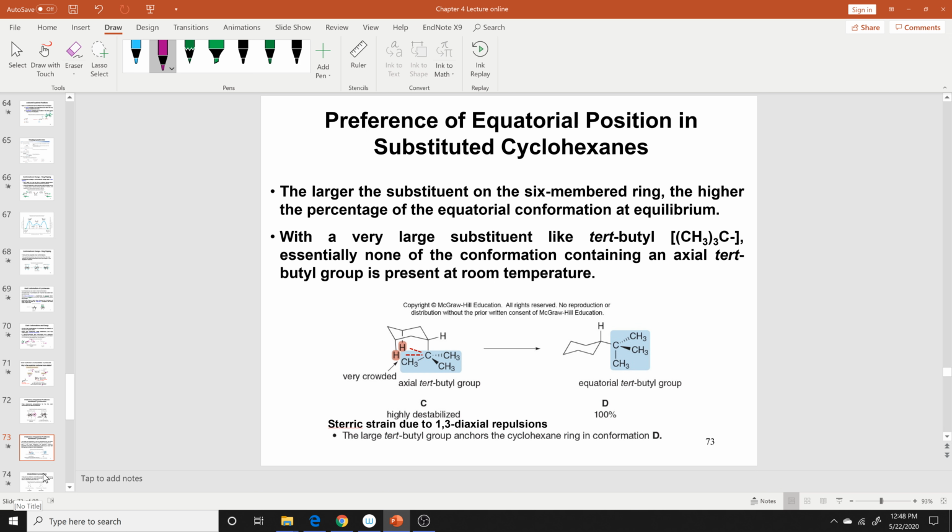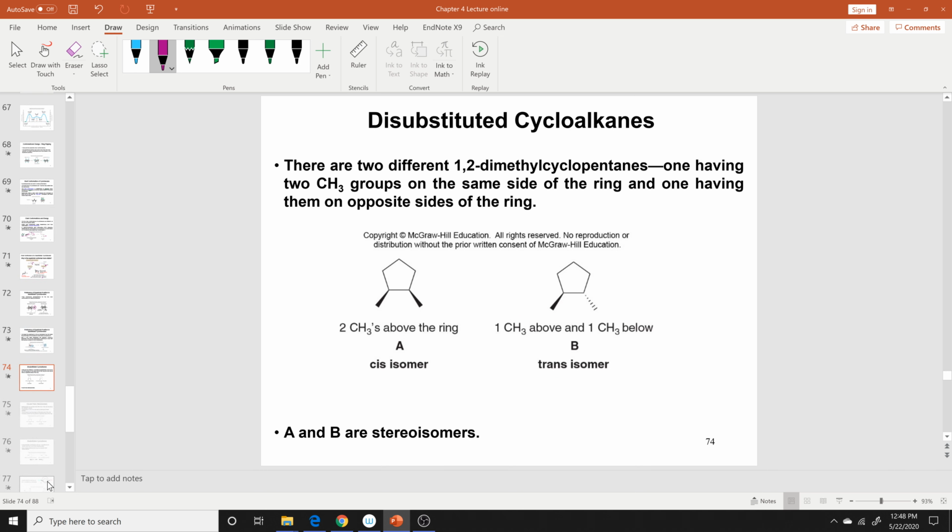You're going to have a steric strain in this case, and that strain is going to be due to the 1,3-diaxial repulsion. So this is why you should avoid having bulky groups on the axial position. Always make sure that they are in the equatorial position.